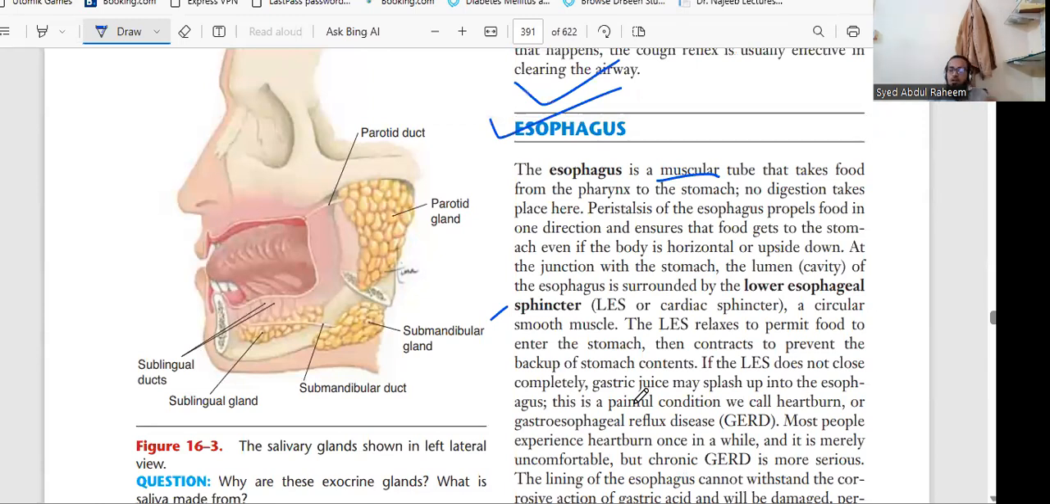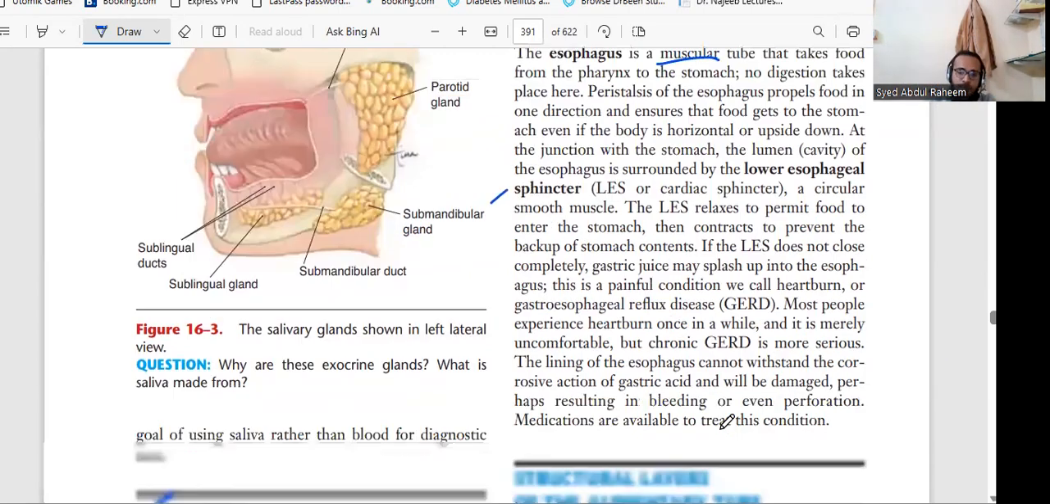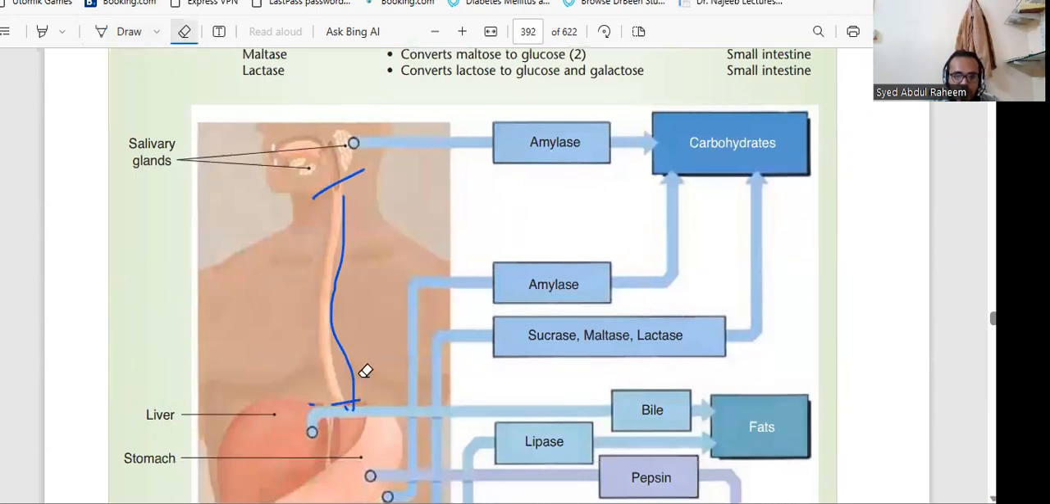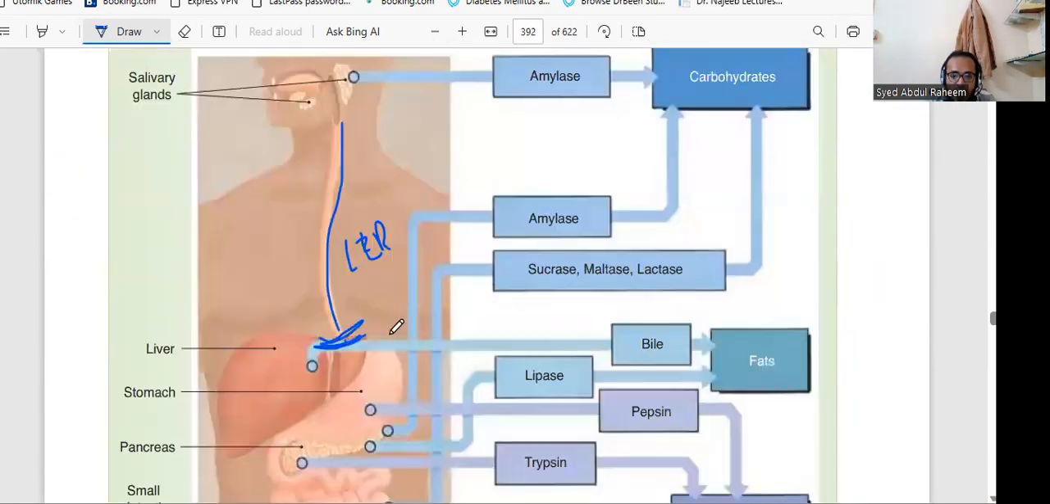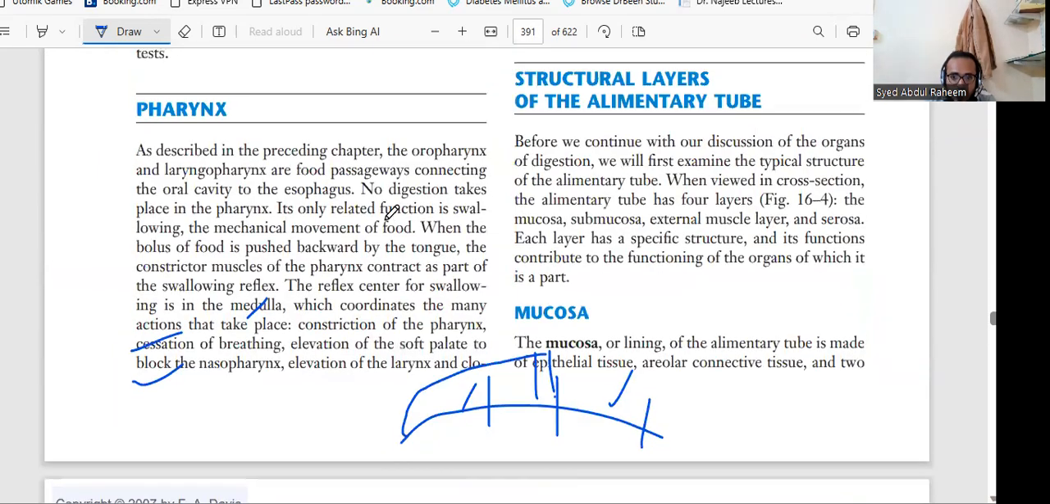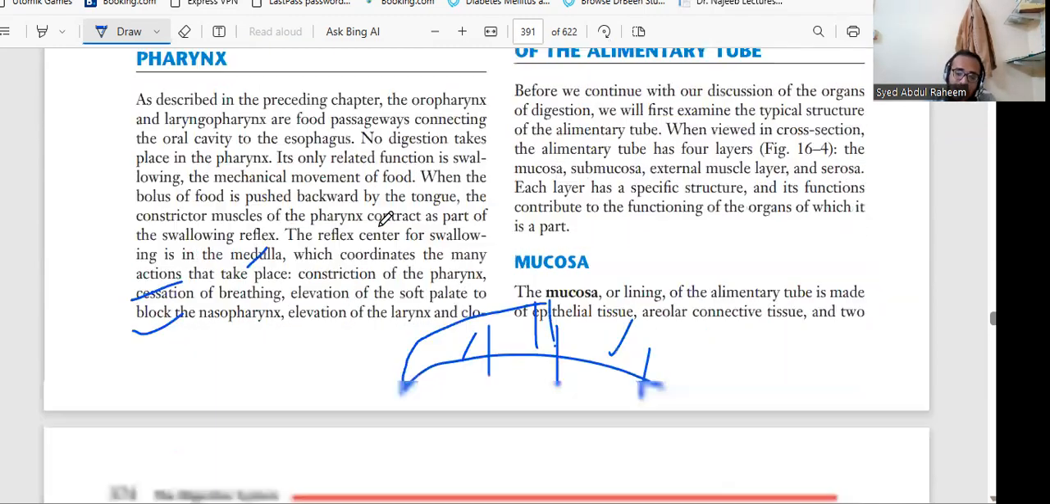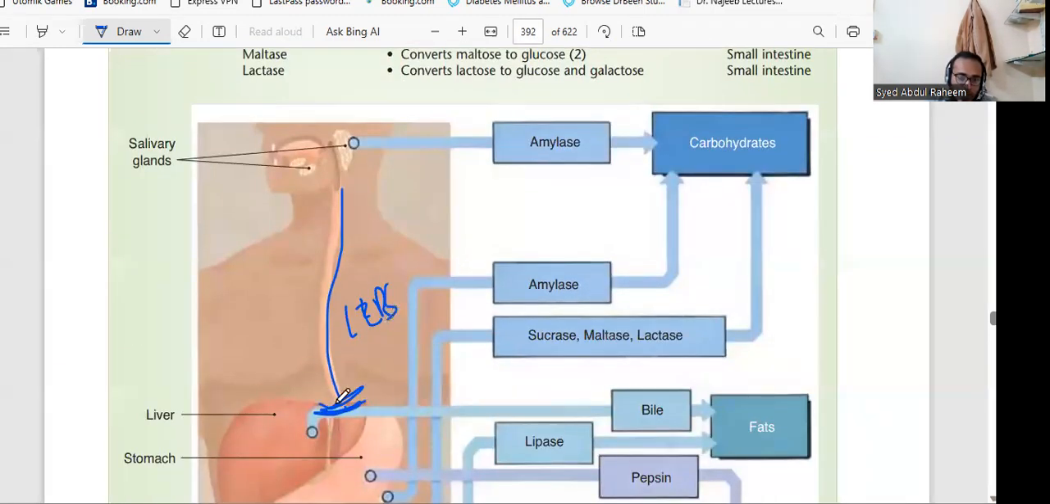So here, the esophagus will allow the food in one way. It cannot be taken back. This is the esophagus, and this is the ending point. Here we have the sphincter, the LES, the lower esophageal sphincter or cardiac sphincter. Sphincter means closure. The door will only open for the food to go inside the stomach, not to come outside.